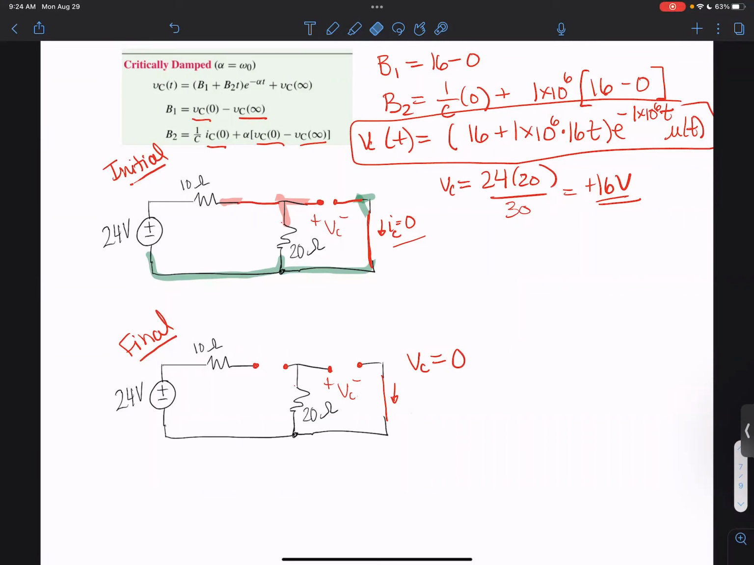U of T is an impulse. It's an impulse function, yeah. So 24 volts is a constant, so it just goes to U of T. Yeah, all of these will have that U of T because we have a constant current source.